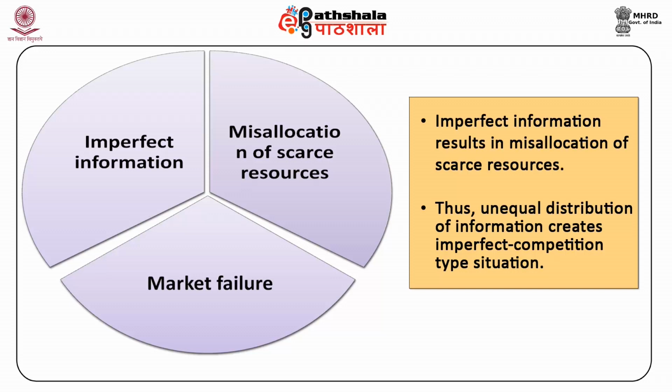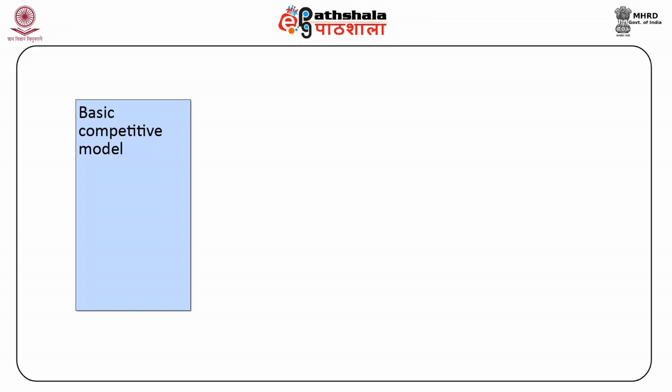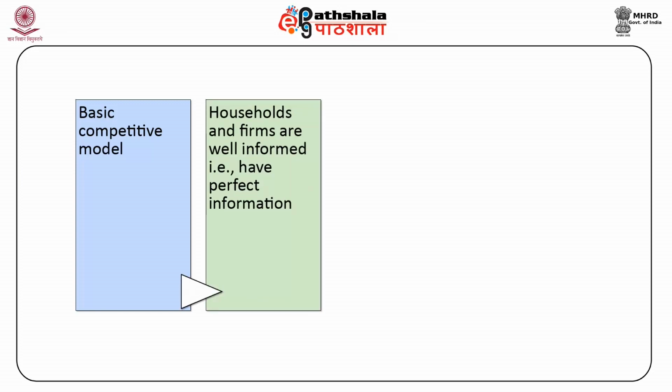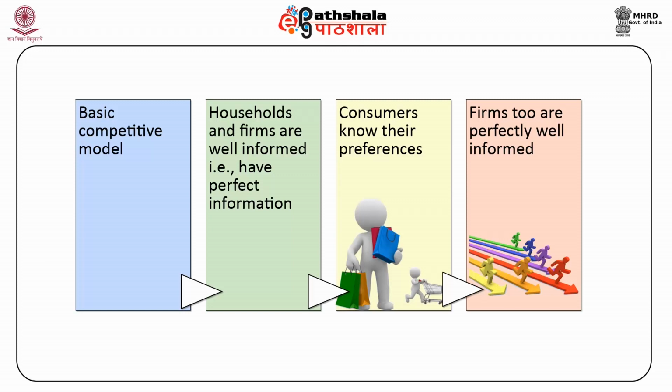That is, there exists another conceivable outcome where an individual may be made better off without making someone else worse off. The basic competitive model assumes that households and firms are well informed. This means that each one in the market has perfect information about the market. The model also assumes that consumers know their preferences and firms too are perfectly well informed.